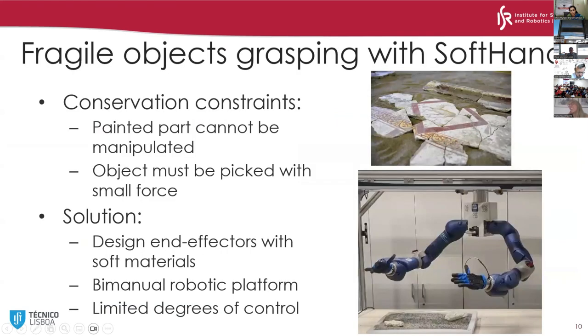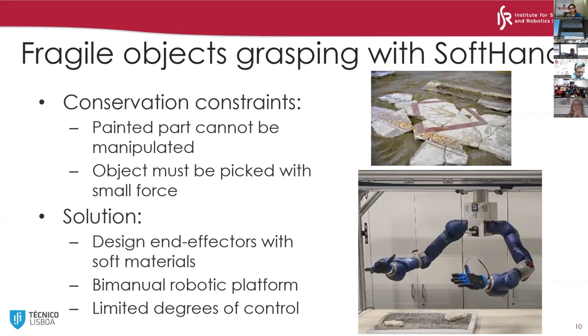Then the second part that I want to talk about is the same problem, but instead of objects in an industrial setting, we want to grasp these fresco fragments that you see in the top image. We have a conservation constraint: we are not allowed to touch the painted part, and we cannot exert a large force on the object, otherwise it's going to start to fall apart. Even the archaeologists have to be very careful with this, otherwise the fragments get smaller and smaller across time.